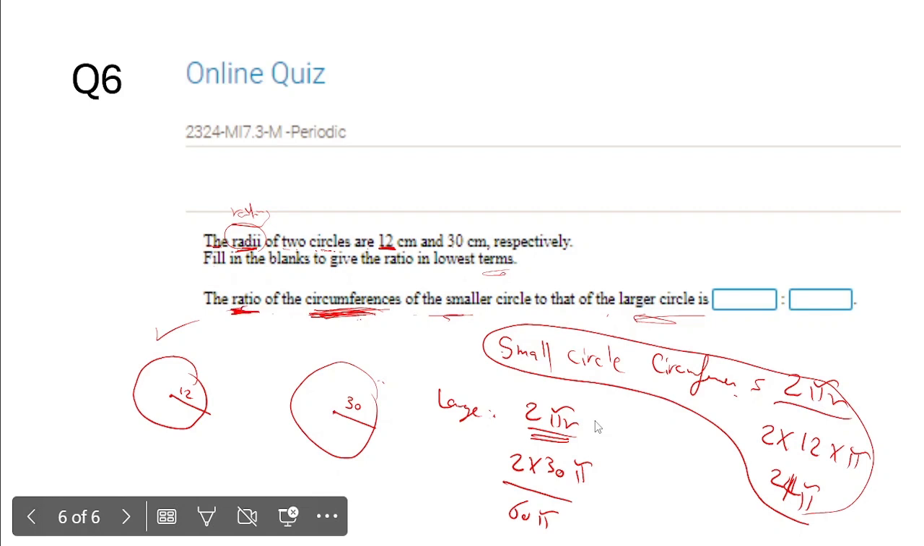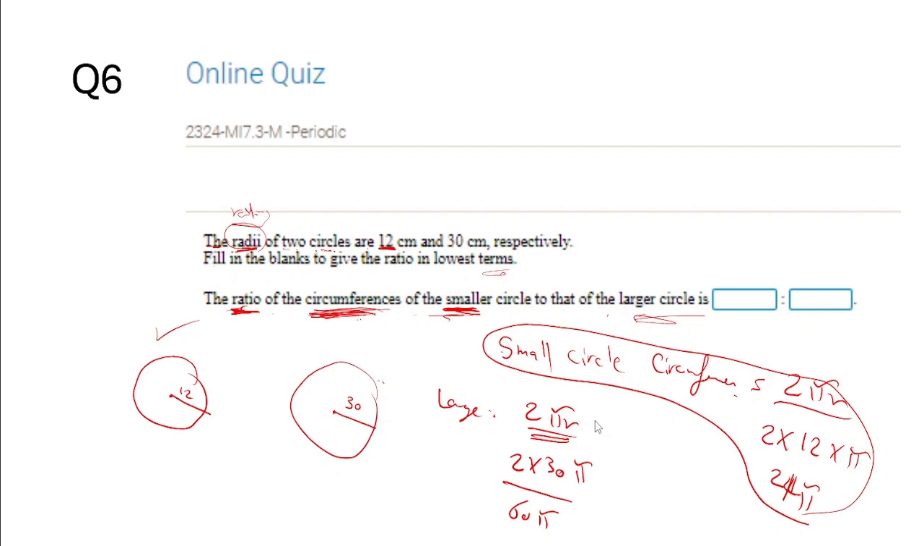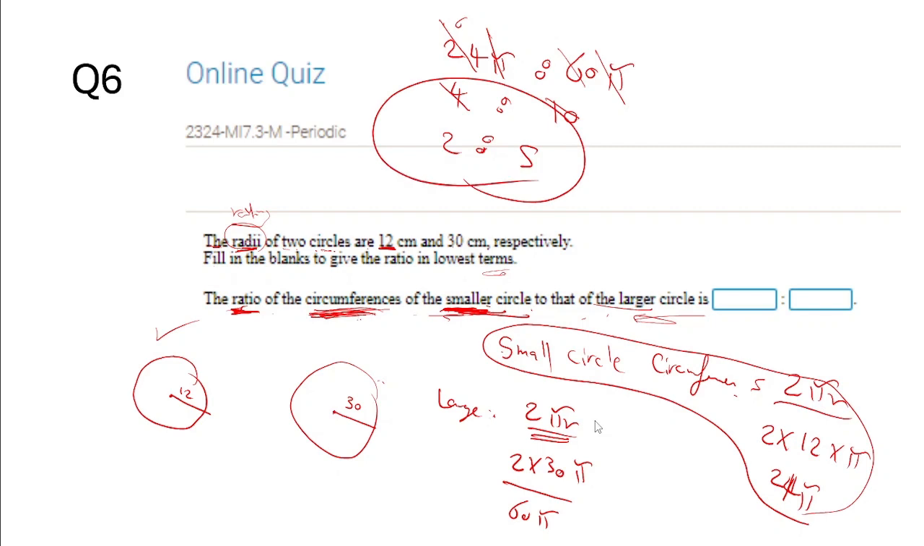Now he's saying here he needs the ratio between the smaller, which is 24 pi, to the large circle, which is 60 pi. You have to take it in the same order, smaller to larger. So what is the ratio for this one? Pi goes with pi. Dividing by 6, 24 becomes 4, and 60 becomes 10. Then dividing by 2, 4 becomes 2, and 10 becomes 5. So the answer will be 2 to 5.